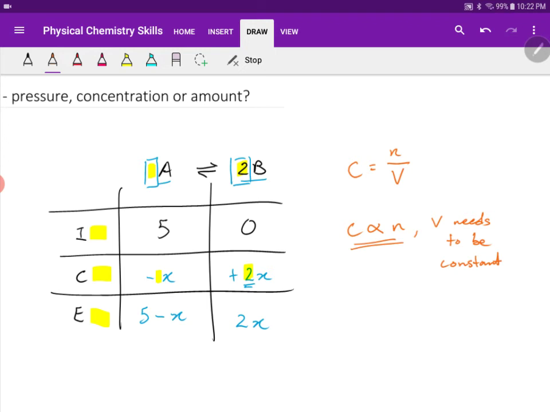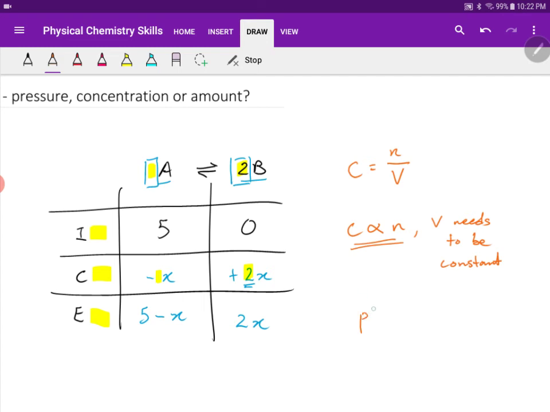So in that case, when your container is of a fixed size, or rather when you don't mix two solutions together, then you can use concentration instead. But if the volume of the total solution changes, then you will have to use amount.